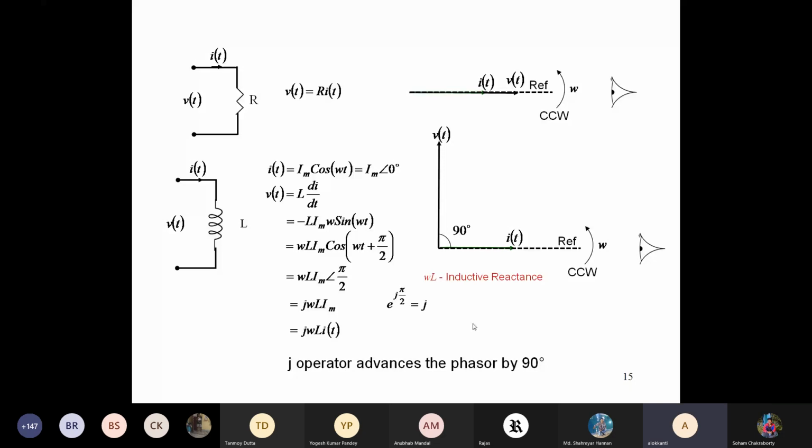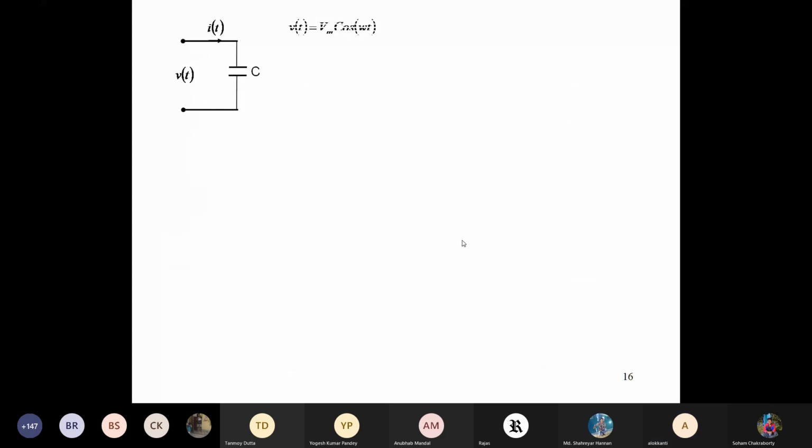So it leads to the same condition here. In a pure inductor L, the voltage is leading the current by 90 degree, or the current is lagging the voltage by 90 degree. Now, if you consider a pure capacitor, and if you take this Vt, you can do the similar exercise to find out how the phasors are for a pure capacitor.